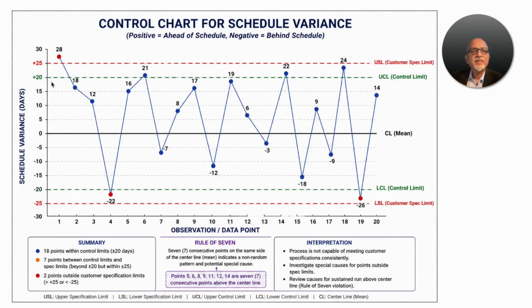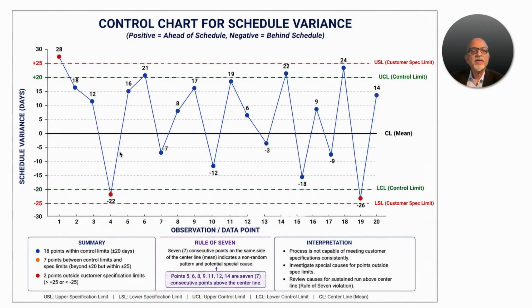Then our organization has certain capabilities defined for schedule performance. Based on the historical data, the organization has always performed within plus or minus 20. That is the green dotted line. That is the organization's capability baseline. So we call it the upper control limit and the lower control limit.